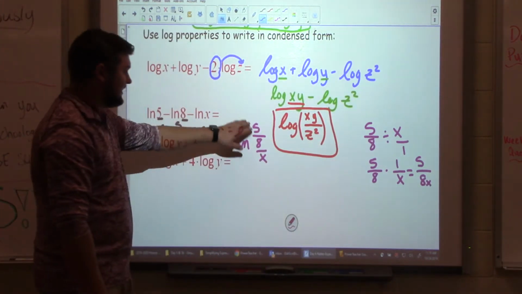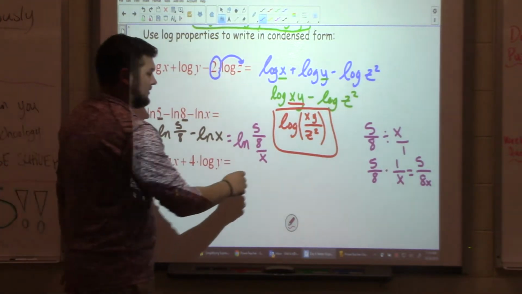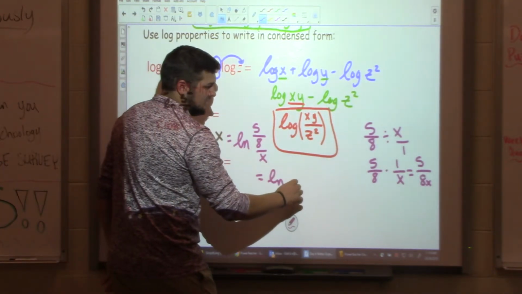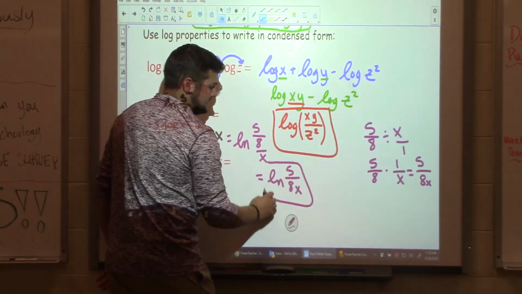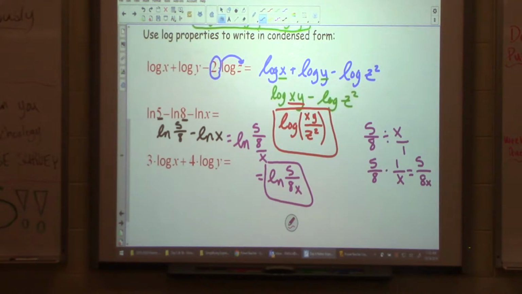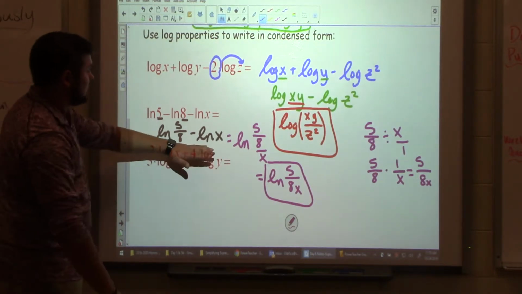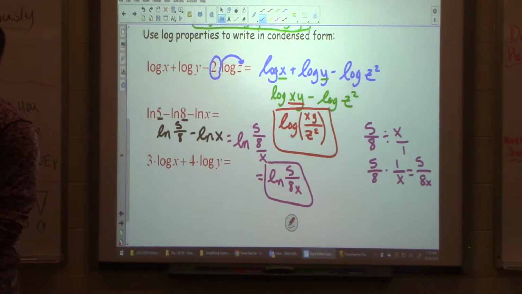So instead of writing it like this and ugly and getting it marked wrong if I wrote it like that, I'm going to write it as the natural log of 5 over 8x. That's my final answer. Yes, ma'am. Can you just add the variable into the denominator then? Or should you show your work first? I mean, if you can go right from here to there, go ahead. Okay?